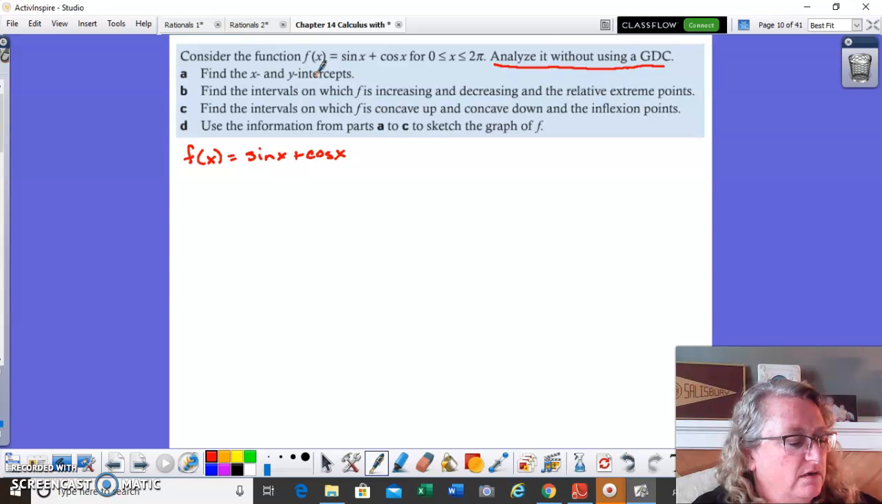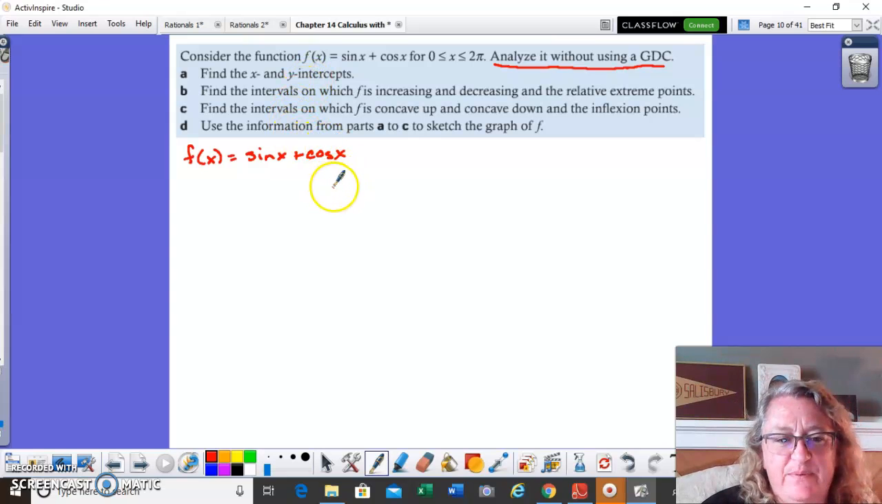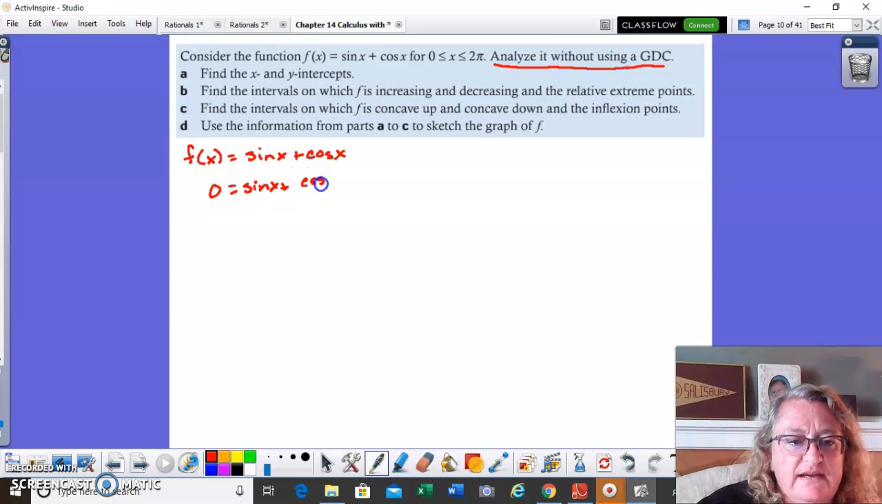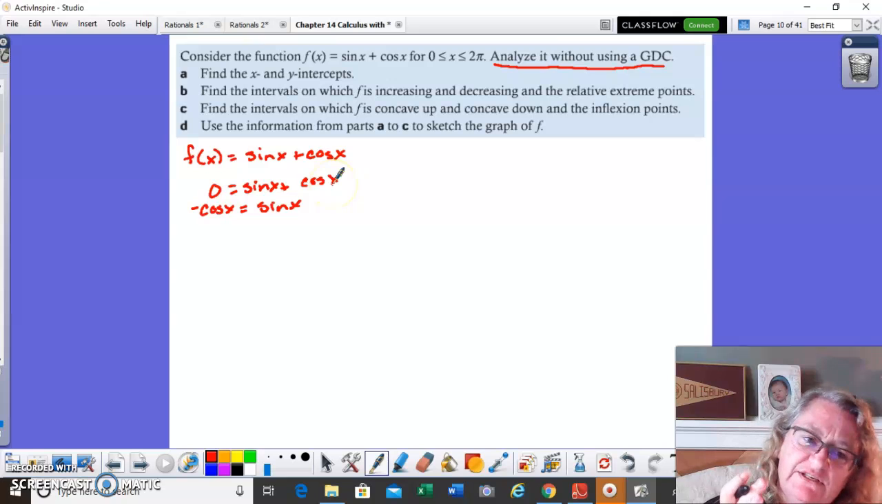I already did that one. All right, so an x-intercept happens when y is equal to 0. So 0 equals sine x plus cosine x. So negative cosine x equals sine x. Okay, so this is where your trig knowledge has to come in. When is the cosine and the sine the same value?